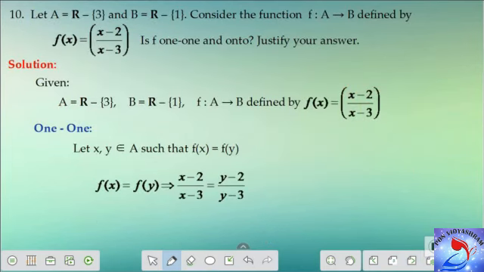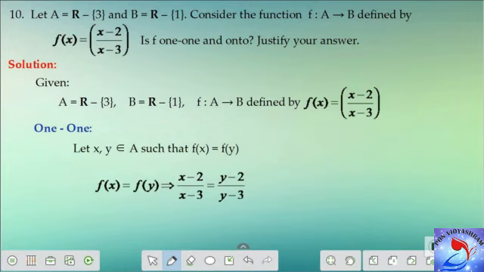Here it is, the 10th problem of the exercise. Let A equal to R minus {3} and B equal to R minus {1}. Consider the function f from A to B defined by f of x is equal to (x minus 2) by (x minus 3). Is f one-to-one and onto?